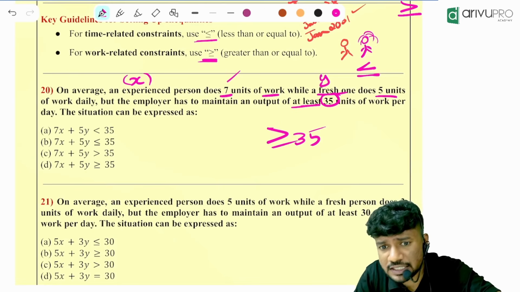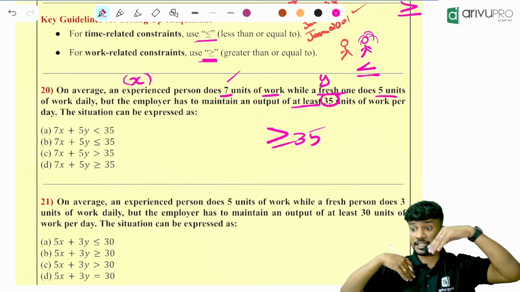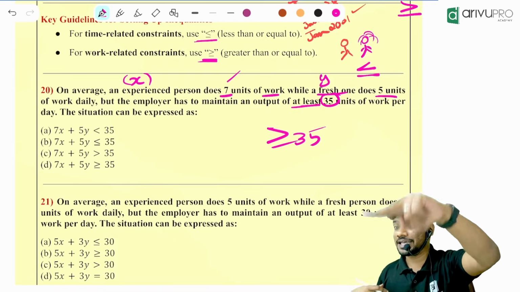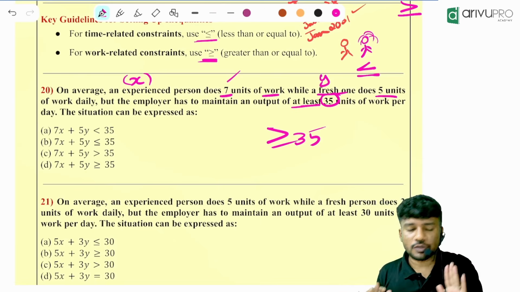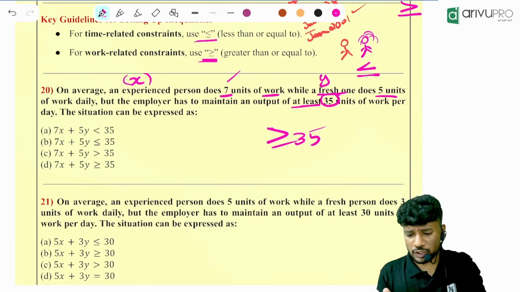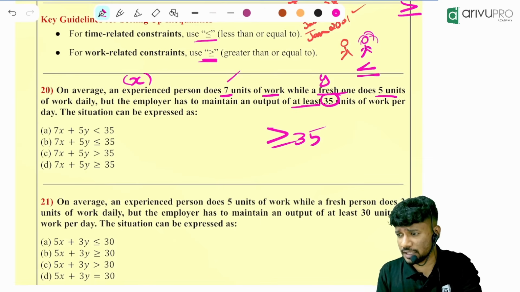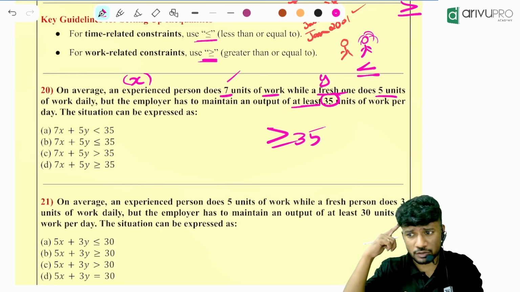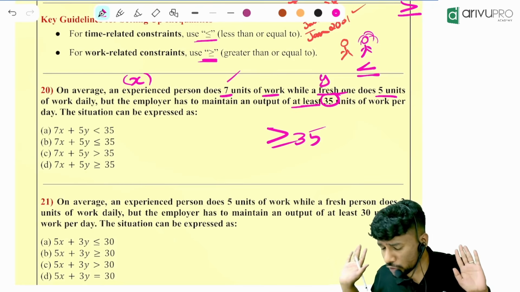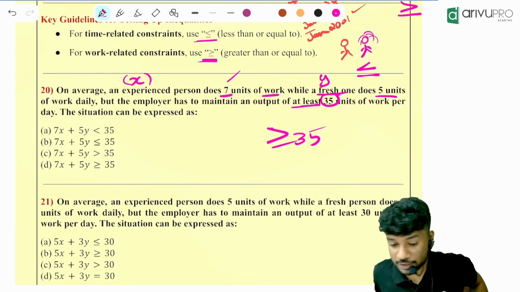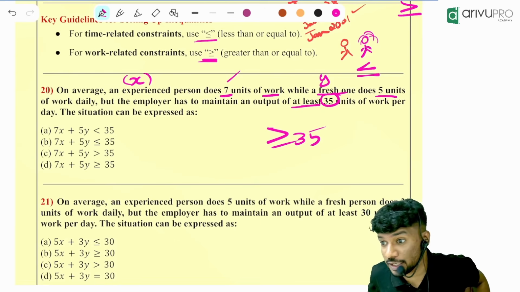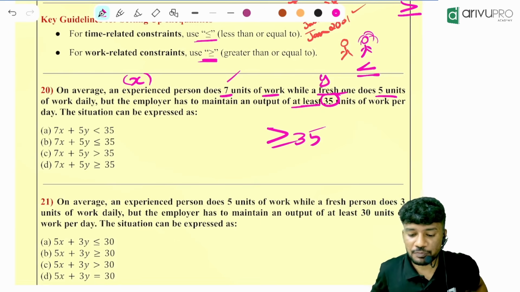Yesterday we were discussing that. Greater than or equal to. At least 200 marks means what? Greater than or equal to 200 marks. So, since it is a work related constraint, directly put greater than or equal to. Then for people, we need to find how many people there are in total and how many units of work are done by each set of people.